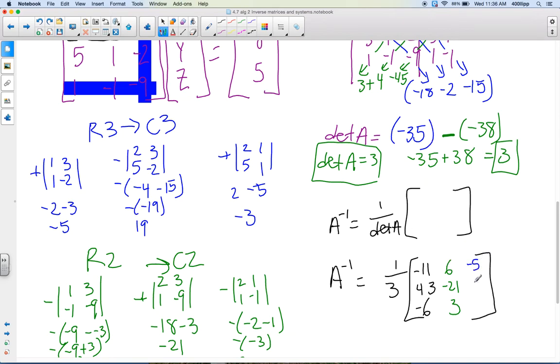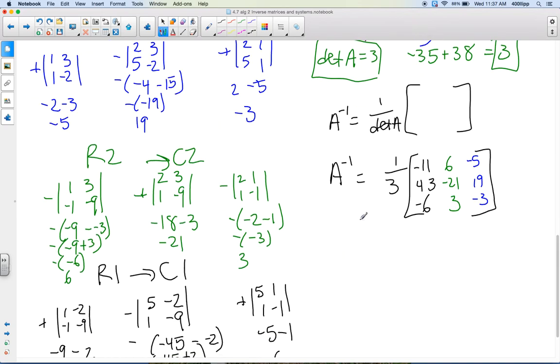-5, 19, -3. Okay, so now we just have to multiply in our scalar. We multiply in 1/3, which is the same as dividing by 3, and then we'll write down what our inverse is. So we have a -11 over 3. We have 43 over 3.